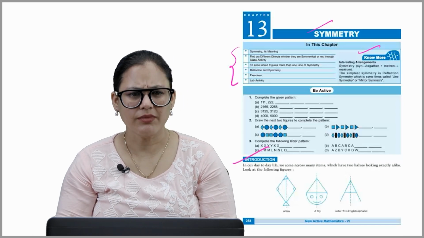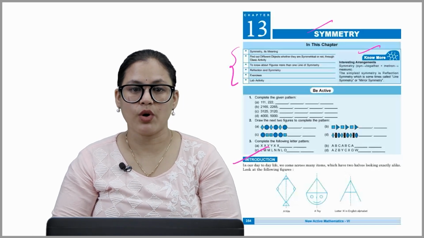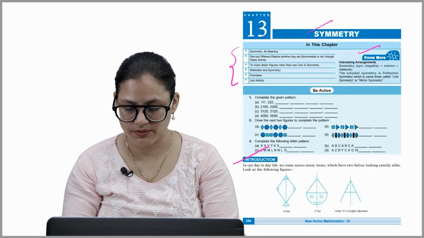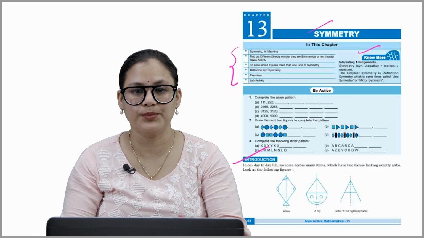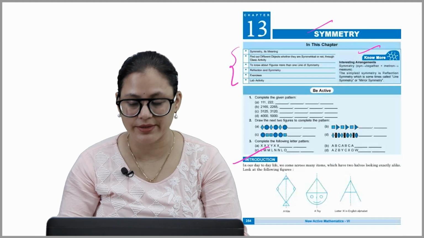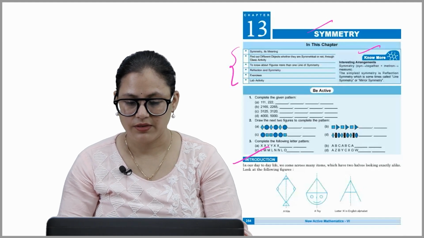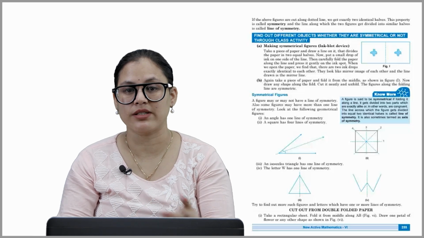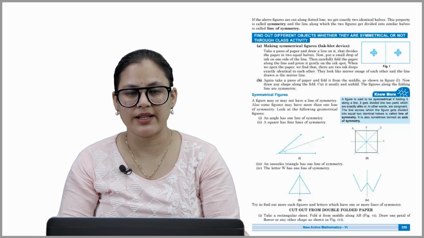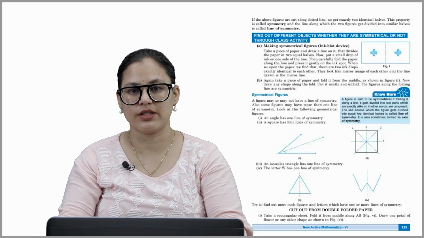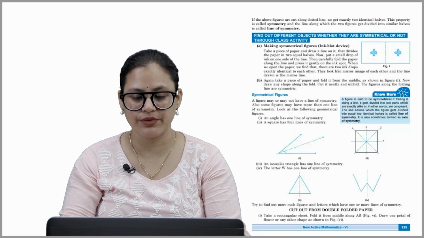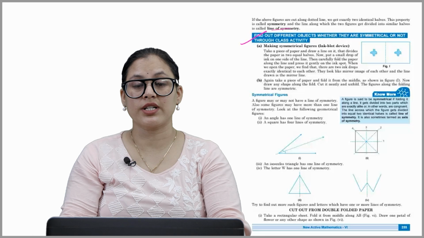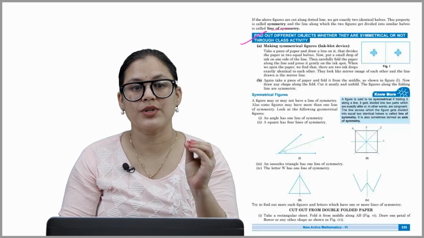Introduction. In our day-to-day life, we come across many items which have two halves looking exactly alike. Look at the following pictures, like a kite, a toy, the letter A in the English alphabet. If the above figures are cut along the dotted line, we get exactly two identical halves. This property is called symmetry, and the line along which the figures get divided into similar halves is called the line of symmetry. Find out different objects, whether they are symmetrical or not, through class activity.